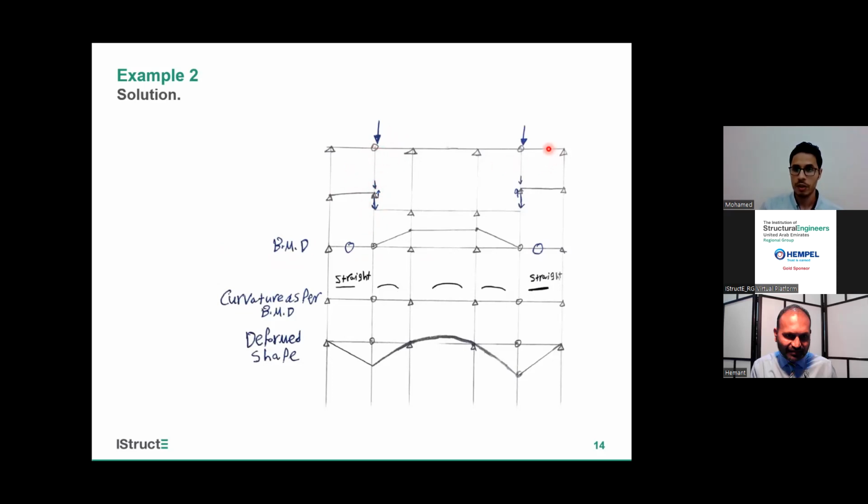Here I have this part and this part, which if I draw the bending moment diagram for them, it will be 0 and 0. So when I have a member with a zero bending moment diagram, of course it will be straight in the deflected shape. Then I'll have a bending moment like this. So I have tension here, here, and here, so my curvature will go up, up, and up.